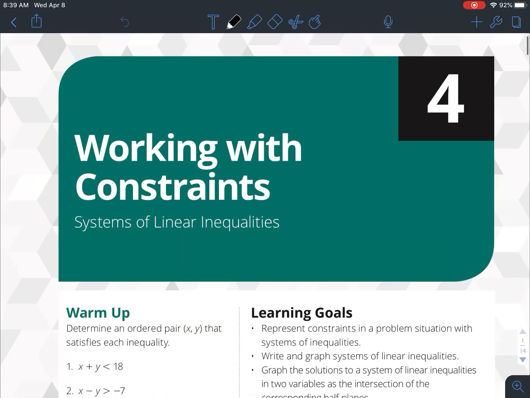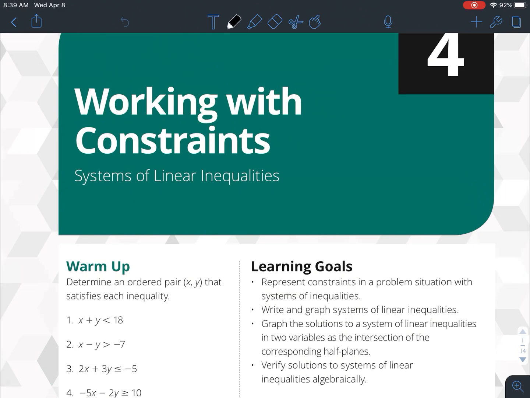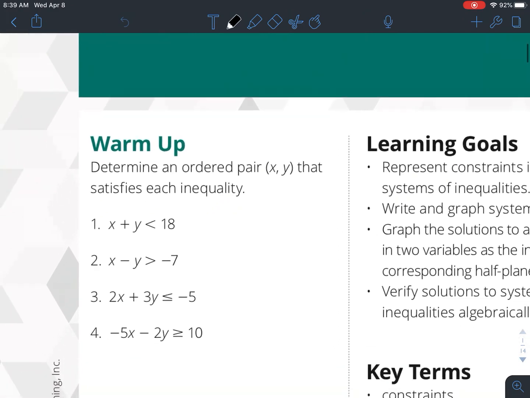Hi everybody. Today we're going to be working on a new lesson, working with constraints, system of linear inequalities. We have about two more after this, I want to say, and then we will be having our test. We're going to look at the warm-up.